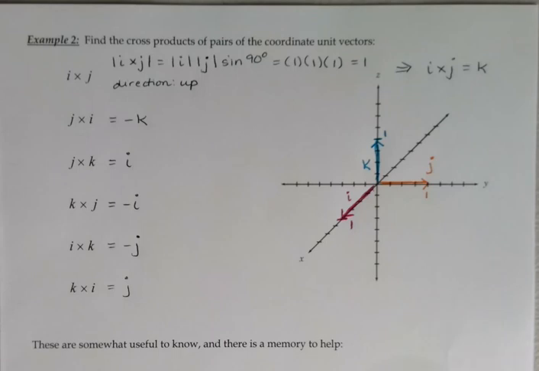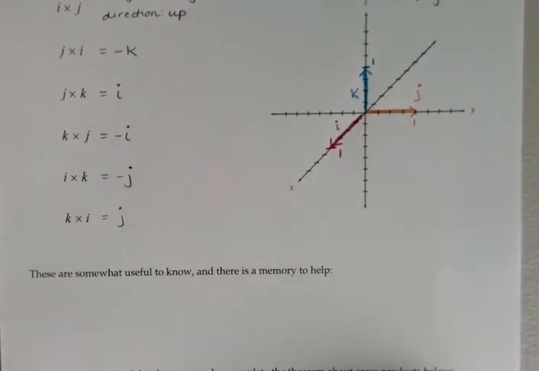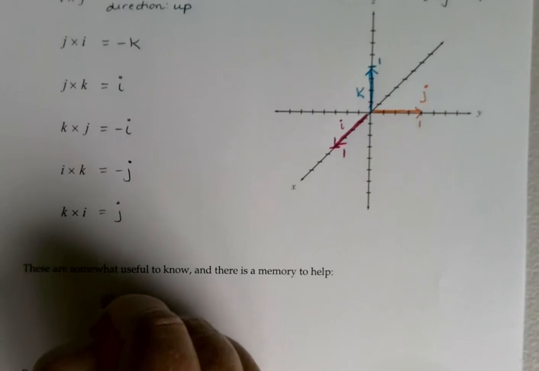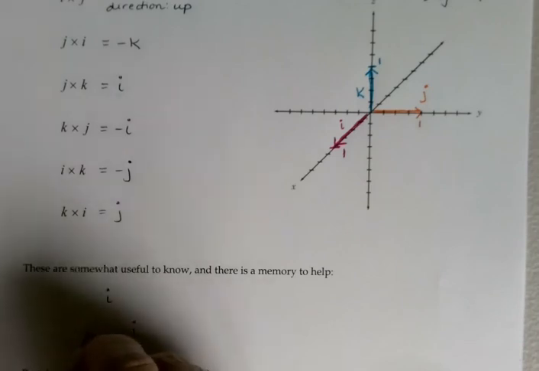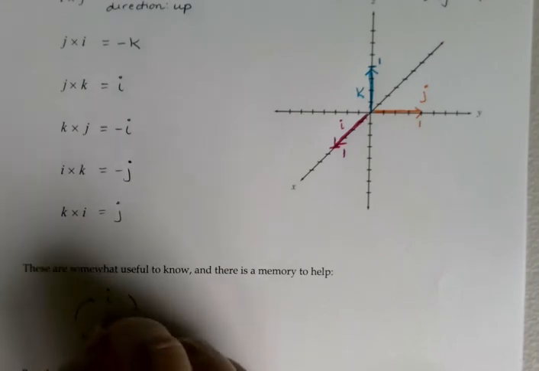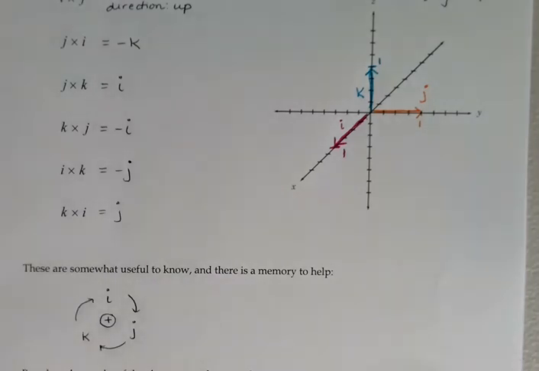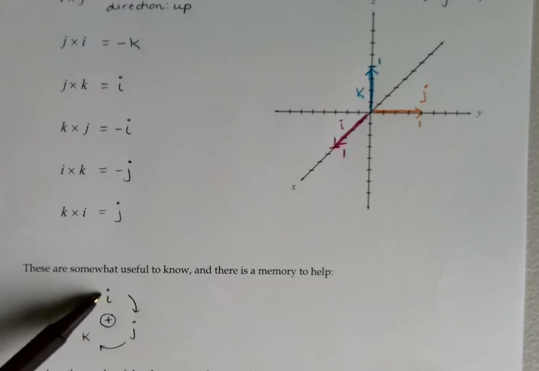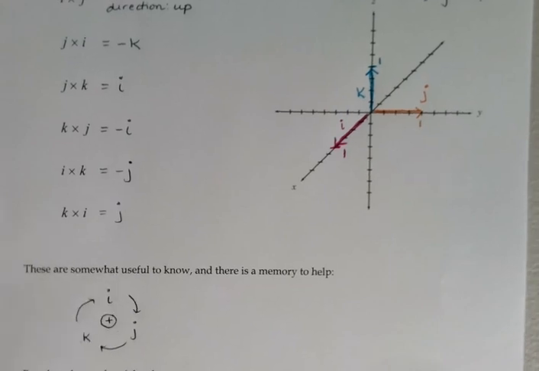Rather than having to get out your right-hand rule and try and figure it out every time, there's actually a fairly easy memory aid to help us with this. It looks like this. If I just form a little circle with my vectors I, J, K in alphabetical order, when I go around the circle in the clockwise direction, my cross products are positive. Here's what I mean by that. I cross J is positive K. J cross K gives me positive I. K cross I gives me positive J. Right? And that corresponds with exactly what we had up here.